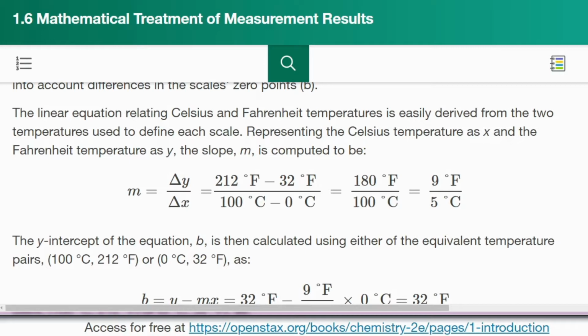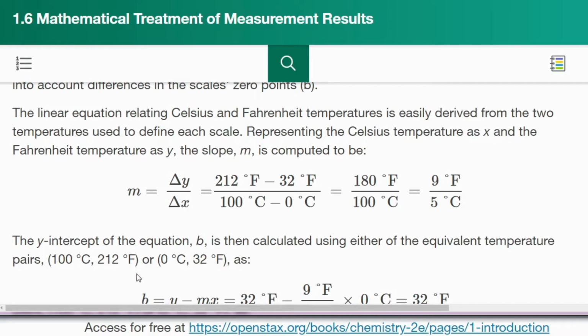Representing the Celsius temperature as x and the Fahrenheit temperature as y, the slope m is computed to be m equals delta y over delta x, which is equal to 212 degrees Fahrenheit minus 32 degrees Fahrenheit, and we divide all that by 100 degrees Celsius minus 0 degrees Celsius, which is equal to 180 degrees Fahrenheit divided by 100 degrees Celsius. So 9 degrees Fahrenheit divided by 5 degrees Celsius.